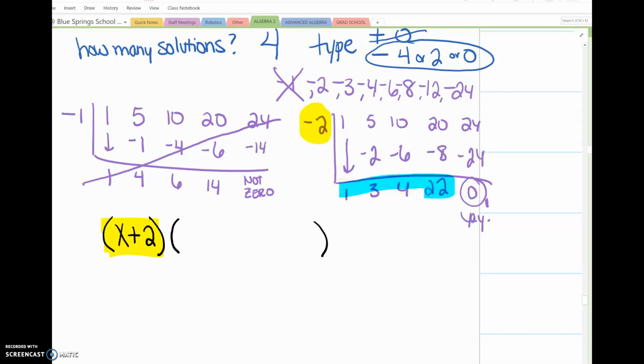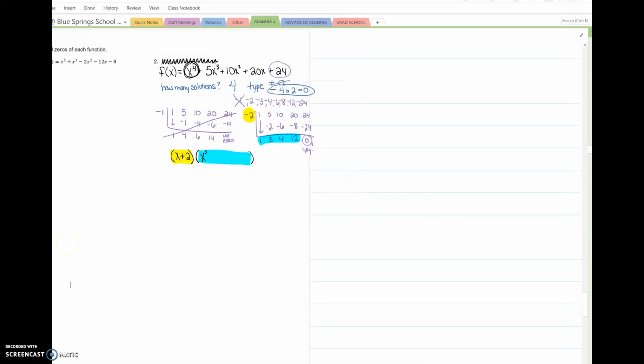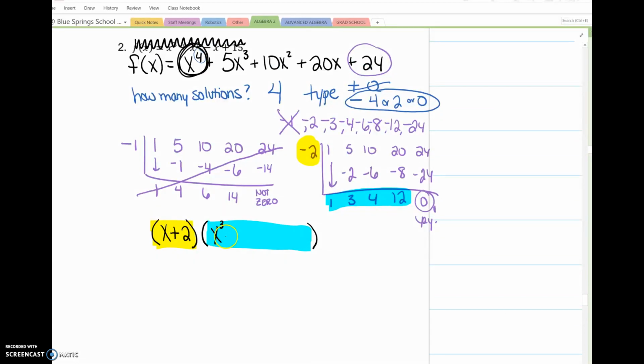The second part of our factored form comes from the result of that synthetic division. Now, normally we've been writing x squared, but that's because we started with x to the third. This time, we started with x to the fourth, so our first term is going to be x to the third. Your first term after synthetic division always decreases the exponent from the original by 1. So x to the third plus 3x squared plus 4x plus 12.